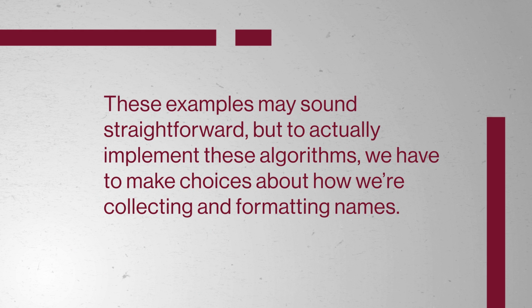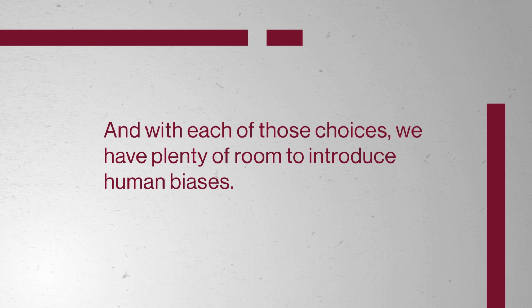These examples may sound straightforward, but to actually implement these algorithms, we have to make choices about how we're collecting and formatting names. And with each of those choices, we have plenty of room to introduce human biases. Because we're all biased, we all have opinions, preferences, and backgrounds. But it's when we're not aware of our biases that we can cause trouble.